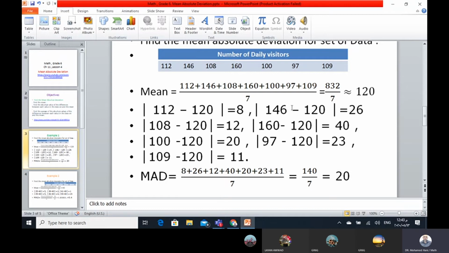What do I do? Take all the numbers and find the sum. 8 plus 26 plus 12 plus 40 plus 20 plus 23 plus 11. Then divide by the number of these numbers, 1, 2, 3, 4, 5, 6, 7, divided by 7. The sum of the numbers up will be 140, divided by 7 will be 20.